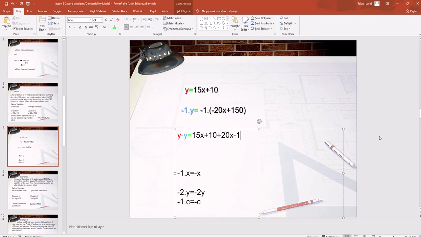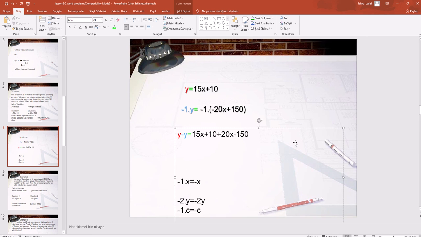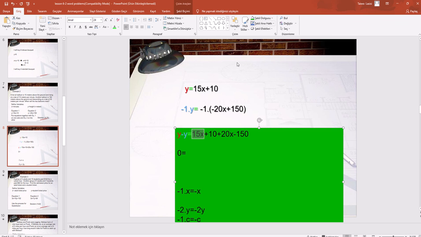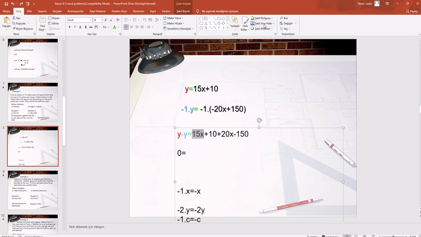Good. We are almost there. Now, y minus y, what is the answer? 0. Equals to, now we are going to collect x together. So, 15x plus 20x, what is it? 35x. Now I have here 10 and minus 150. What is it? Minus 140.